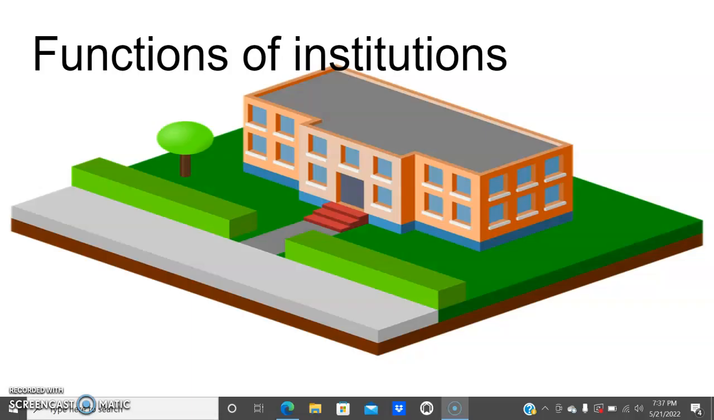Now, I am going to look at a few of these institutions. Let us start with the institution of religion. Can you cite examples of religion? I am sure that you can, so we are going to move on to the functions of religion.